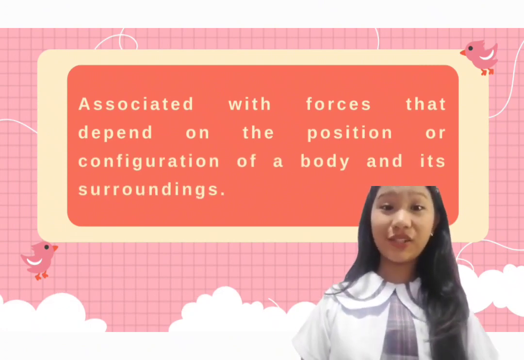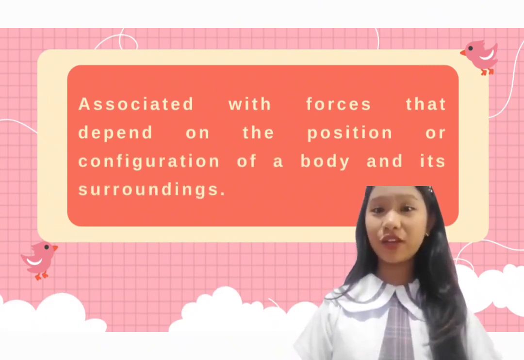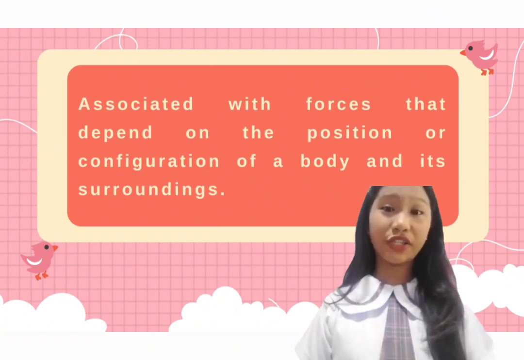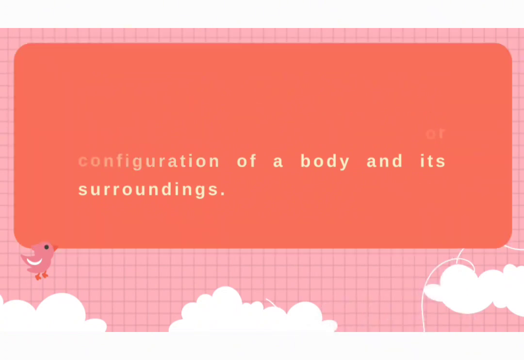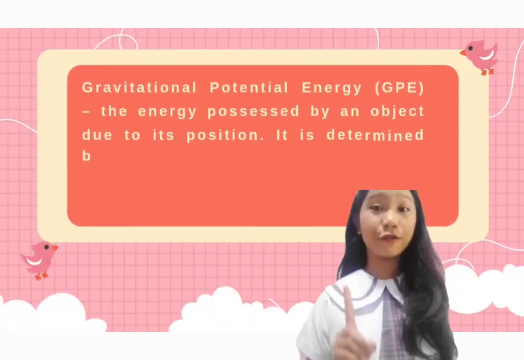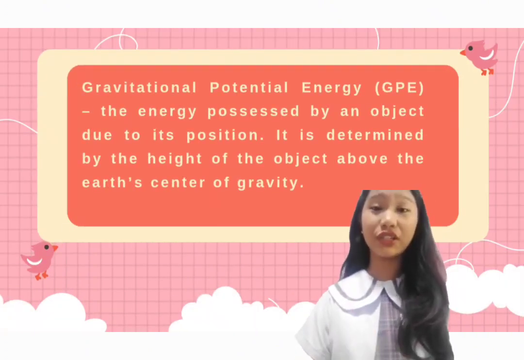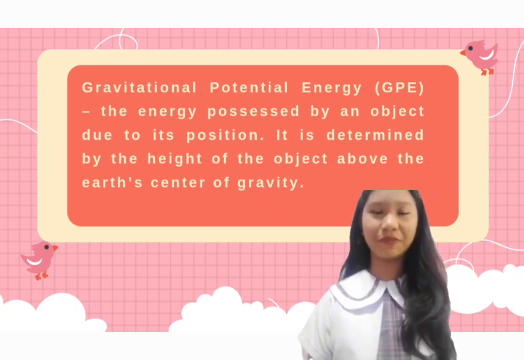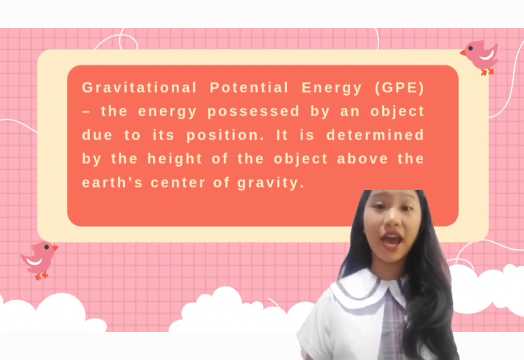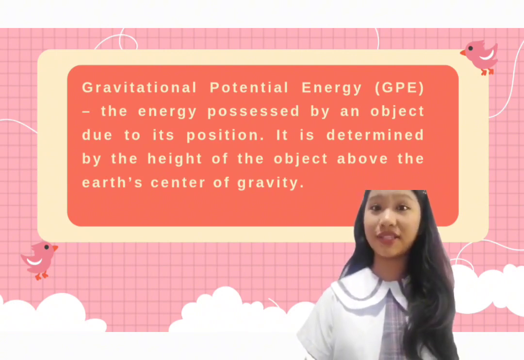Potential energy is associated with forces that depend on the position and configuration of a body in its surroundings. First, gravitational potential energy, or the GPE, is the energy possessed by an object due to its position. It is determined by the height of the object above the Earth's center of gravity.